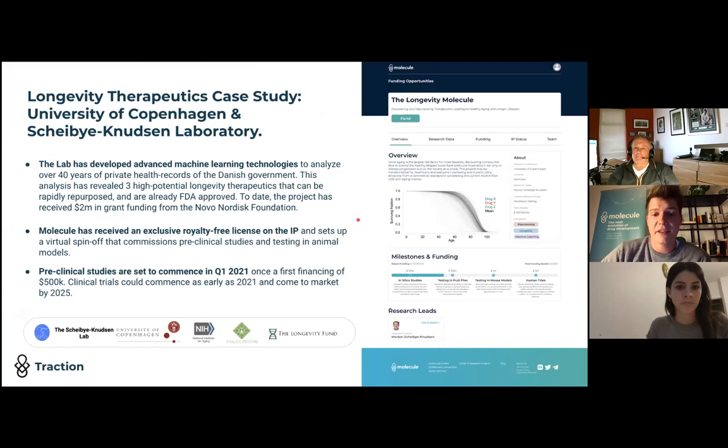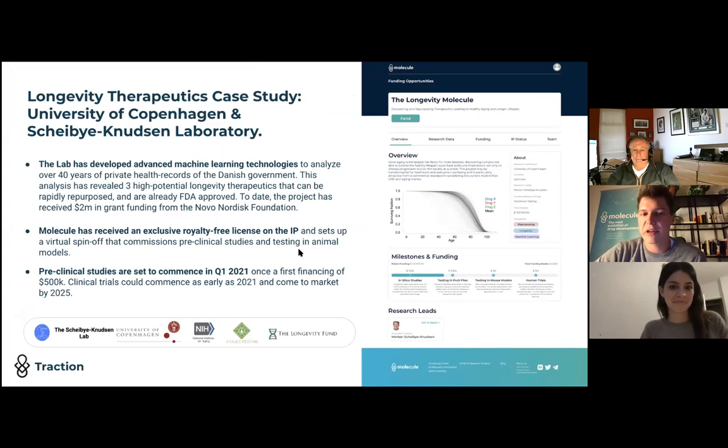Yeah, actually, this is one of the upcoming projects that we're really excited about. We've been working on it for over a year. It's a series of longevity drugs with the University of Copenhagen and a laboratory called the Scheibe-Knudsen Laboratory. They've identified over 10 potential molecules with a very high potential of having anti-aging properties. So you take these drugs, you cannot live forever, but could live substantially longer.